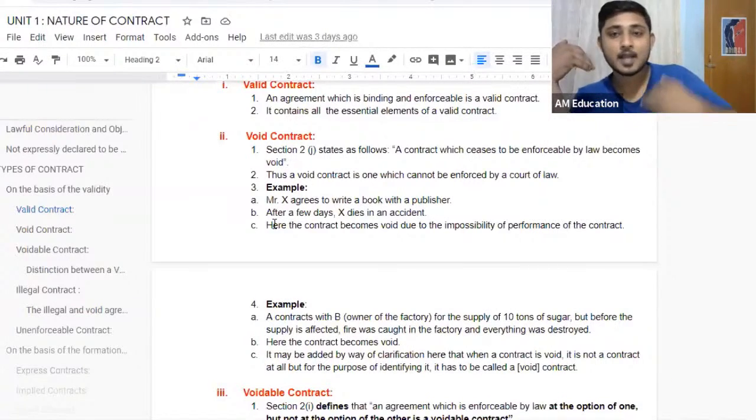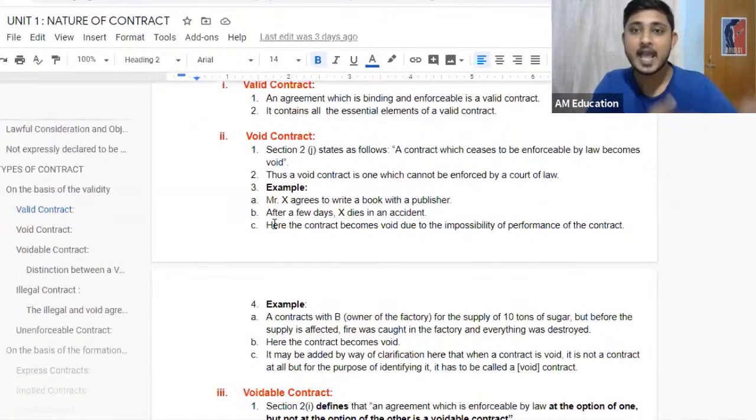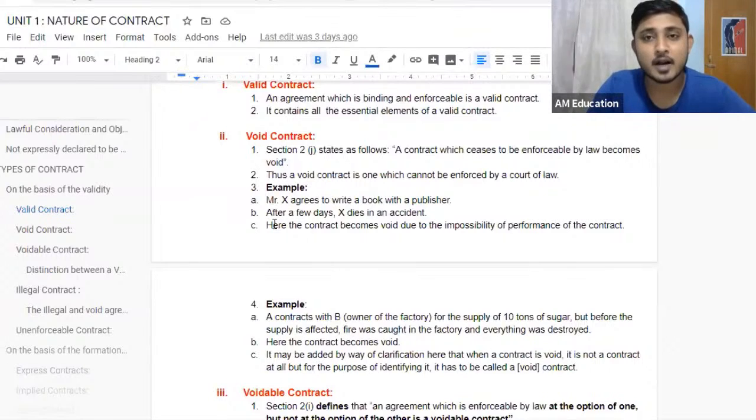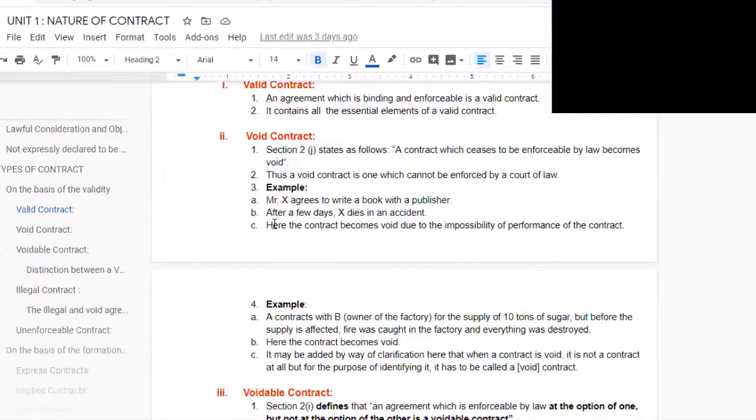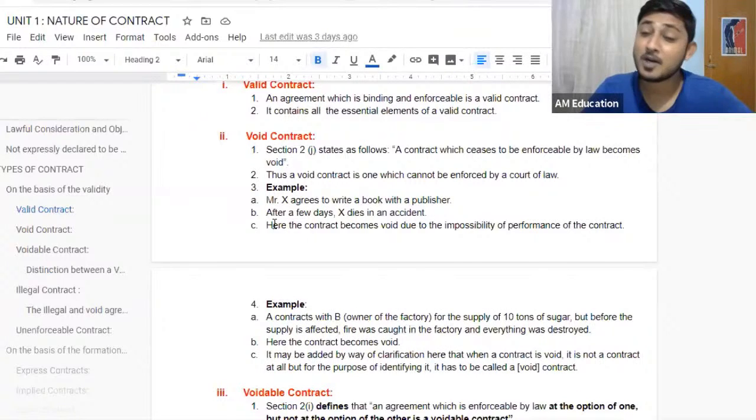Right? Can Sandilya write a book for X and publish it in the name of X? Can I do that? Can Sandilya write a book and publish it in the name of X? I can't do that, right? Can I? No. We can't. So possibility of performance is gone.